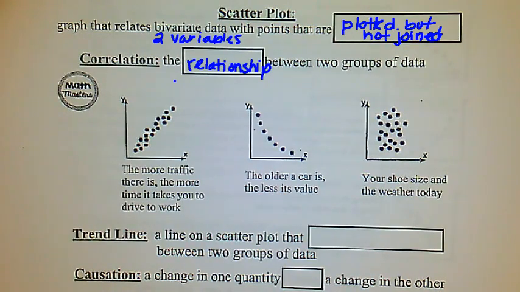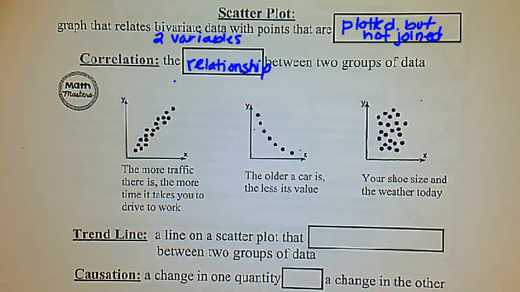But the correlation, again, we have our x and y, so let's say time and distance. So this one we have, the more traffic there is, the more time it takes to drive to work. The older your car is, the less its value. So the y would be price, and then the age of your car would be x. And then your shoe size and the weather today. So remember, on your x, you're usually going to have something having to do with time, and then the other quantity will be something else.